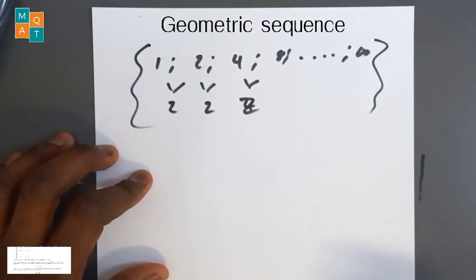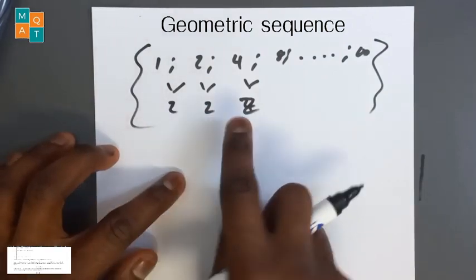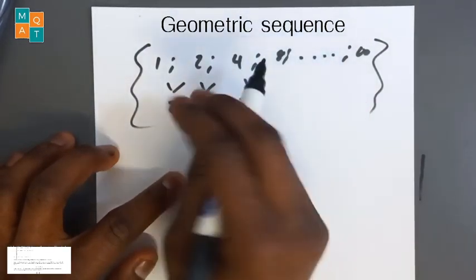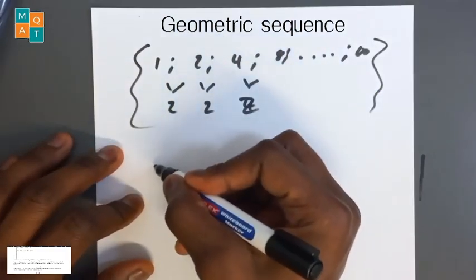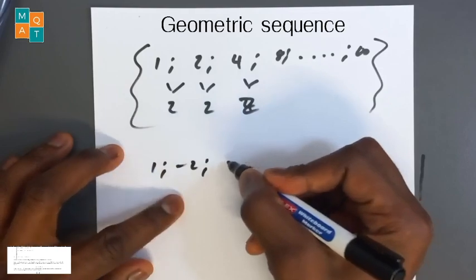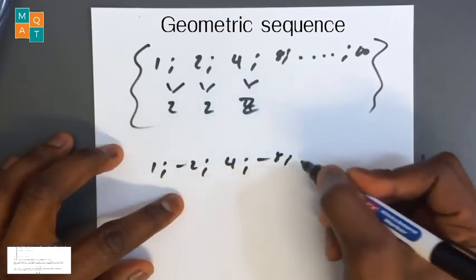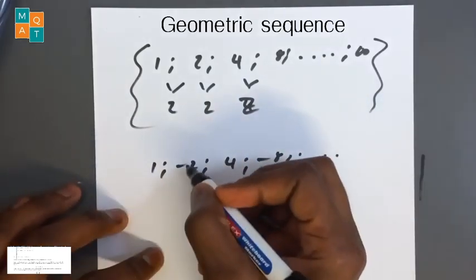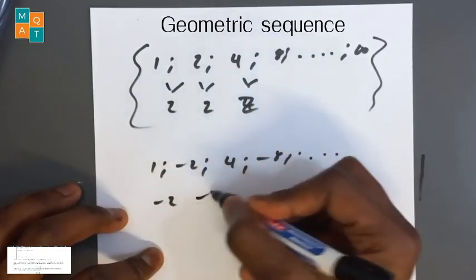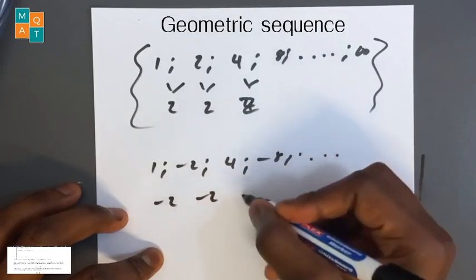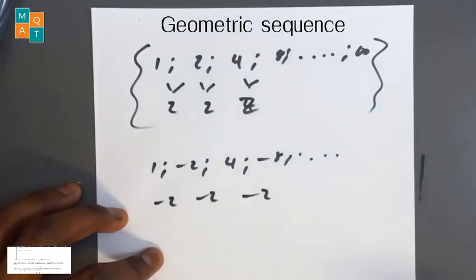Now, if you see this kind of behavior, even if it's negative, if for instance these numbers are negative, let's say we've got 1, negative 2, 4, negative 8, all the way, then negative 2 divided by 1 gives you negative 2. 4 divided by negative 2 gives you negative 2. Negative 8 divided by 4 gives you negative 2. This is still a geometric sequence.